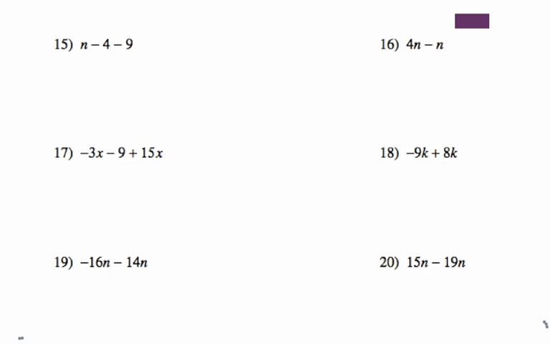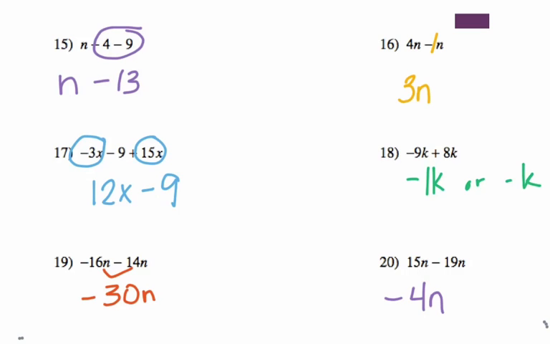All right, these are the last 6 examples for this lesson. So I want you to pause again and try these all on your own. All right, in that first one, we get n minus 13. Number 16, you'll see that I added a 1 there because it's really negative 1n. So 4n minus 1n is 3n. Number 17, combining my x terms, negative 3 plus 15 is 12, and it is the x term, and I bring down that minus 9.